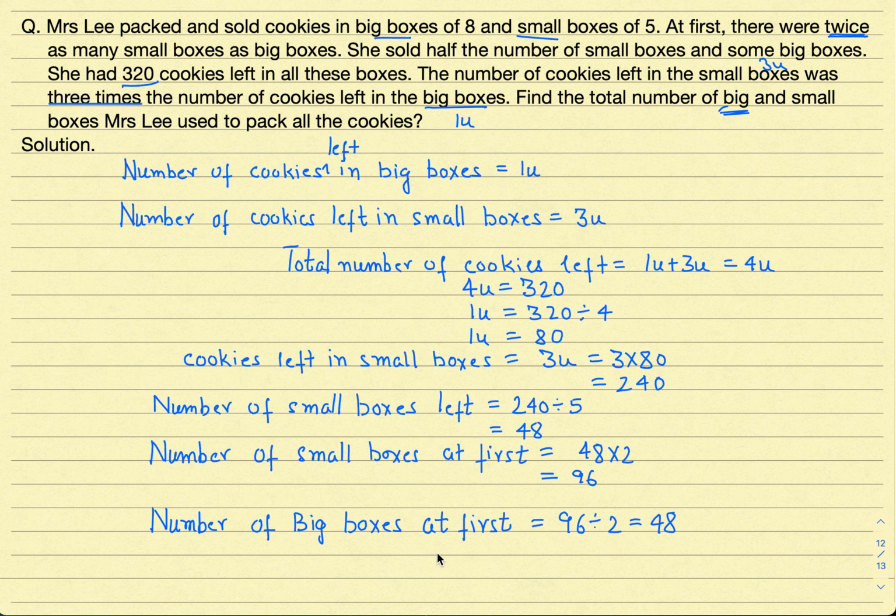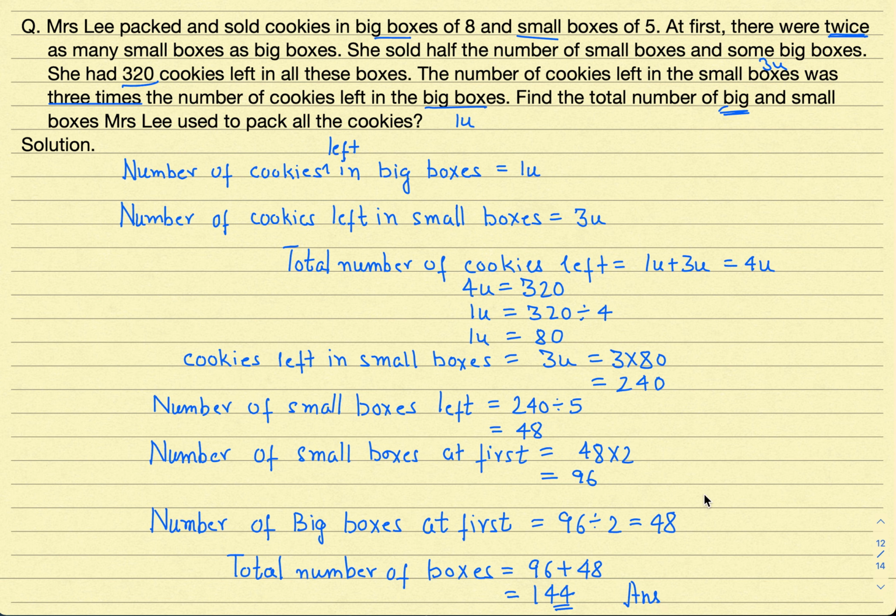So what was the total number of boxes, small and big boxes? So the total number of boxes that includes both, right, small and big, would be 96 plus 48, and that will give me 144, right? So let's write our final answer quickly.